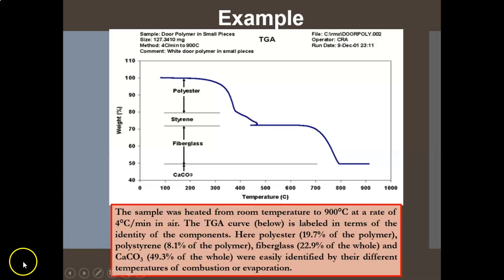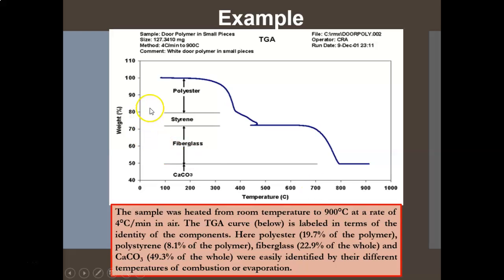Now we look at the example of the product. Okay, we have a sample door polymer in small pieces, size about 127 milligram, and we use the heating rate of 4 degrees C per minute to maximum temperature, which is 900. So the sample was heated from room temperature to 900 at a rate of 4 degrees C per minute in air. The TGA curve is labeled in terms of the identity of the components.